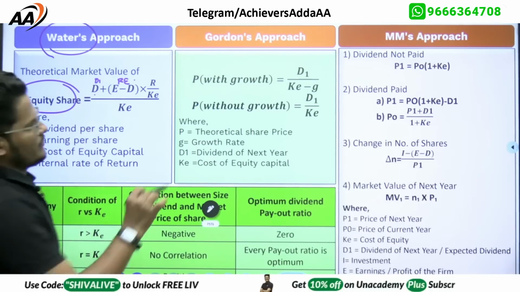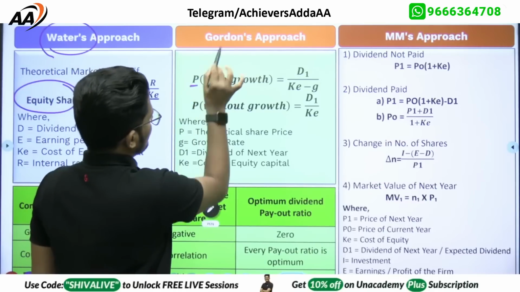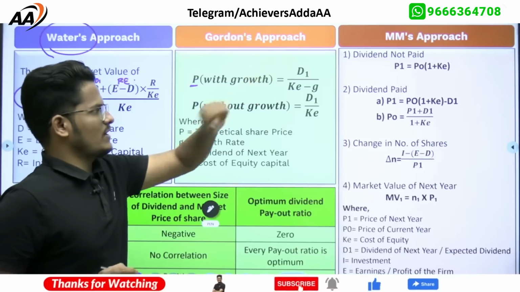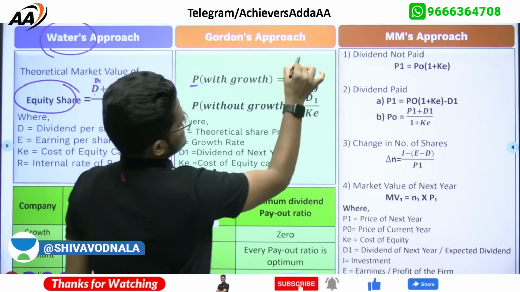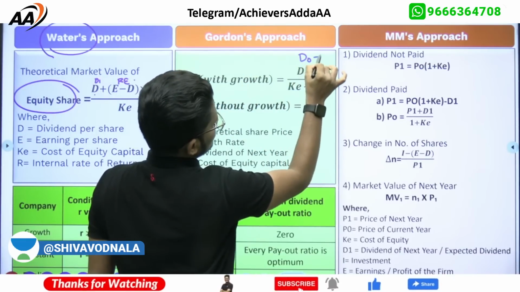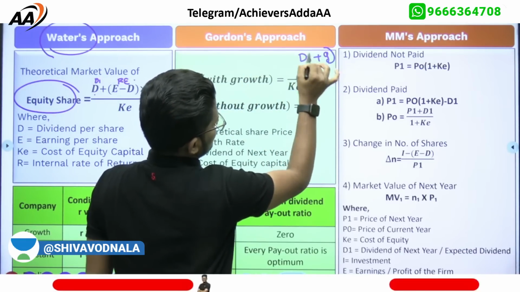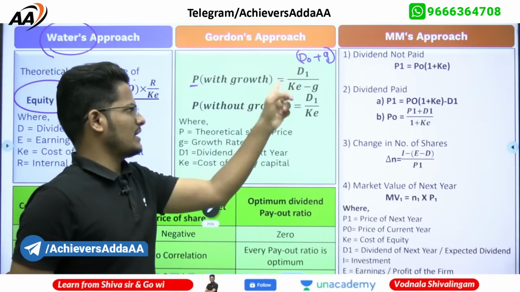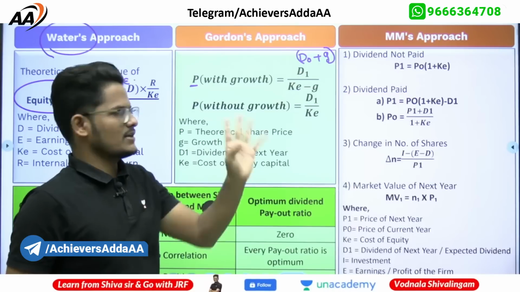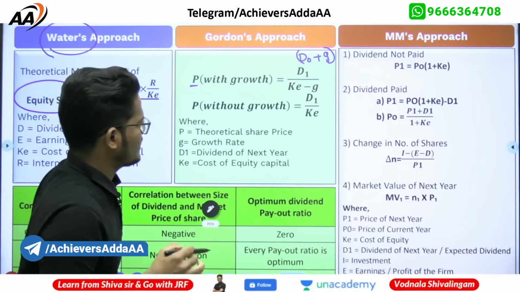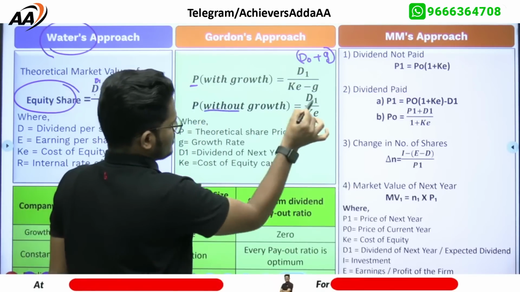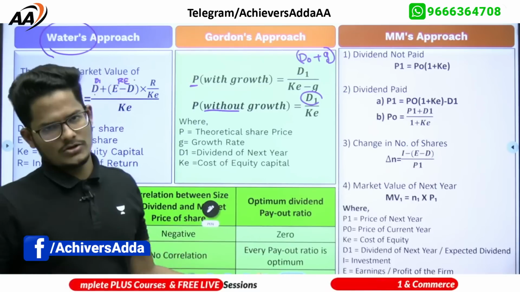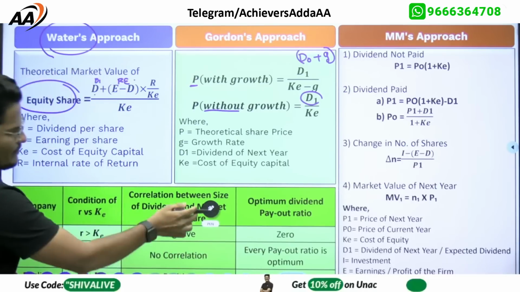And here with growth, without growth, Gordon's approach: with growth, D1 is the dividend, D0 plus growth equals D1. So with growth it is nothing but D1 divided by KE minus growth. Cost of equity minus growth will be deducted. If it is without growth, D1 divided by KE only. Growth will not be deducted because that is without growth. No need to deduct the growth.